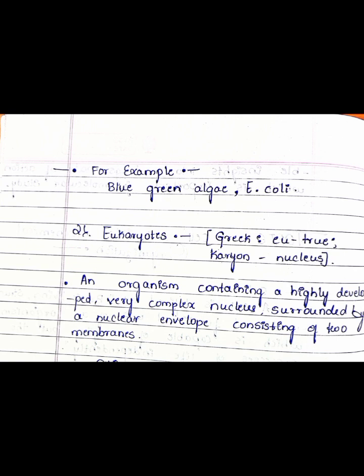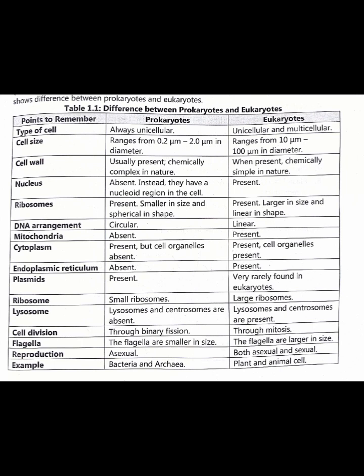Next, afterwards, the chart will come. Points to remember. Difference between prokaryotic and eukaryotic. Types of cell, always unicellular or multicellular. Here the chart will come.